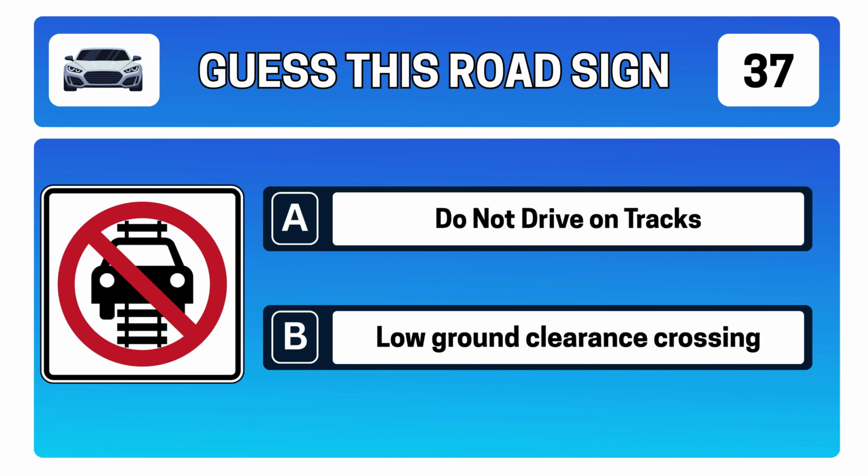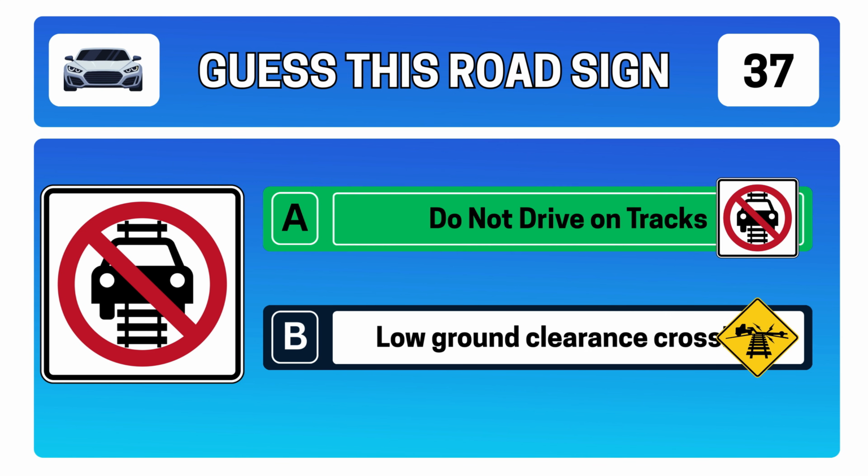Guess this road sign. A. Do not drive on tracks. B. Low ground clearance crossing. Correct. It is the Do not drive on tracks sign.